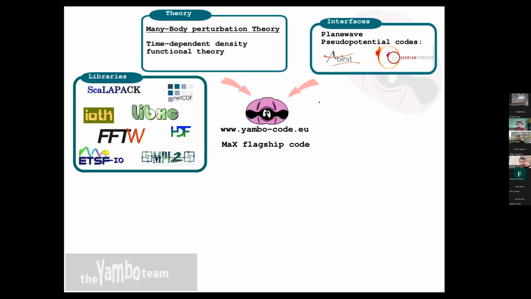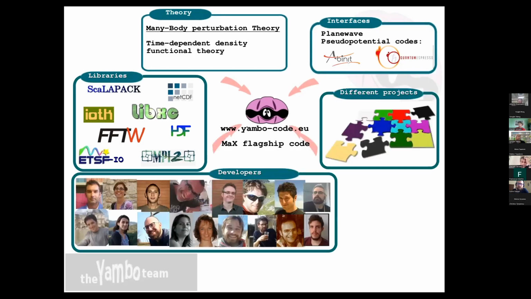Like other codes you have seen in this school, it's quite a sophisticated code. It relies on a number of libraries. This is just the names of a few libraries, and it is not even updated. But most importantly, the code has an active community of developers. Here you see the faces of some of the developers. It doesn't include all of them, also because this slide was made a couple of years ago, so I'm sorry if I miss some of the newest developers.